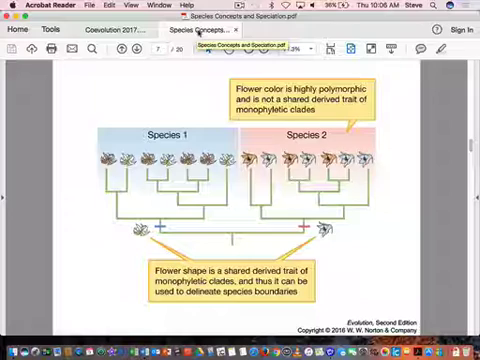A lot of people are using this now. It's called the phylogenetic species concept. And a lot of people are especially using DNA sequence data to do this exact thing. So this is the most common thing that's done. We'll do a little example, hopefully the next lecture period, to show you how to do that.